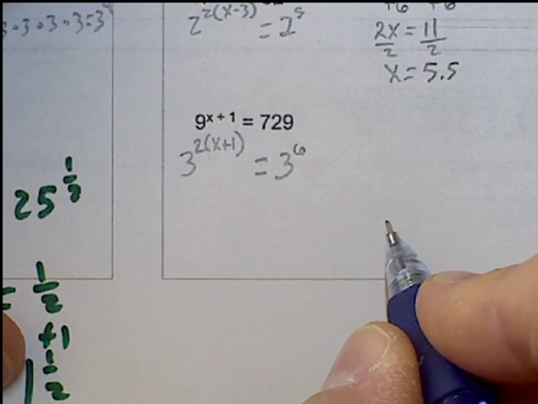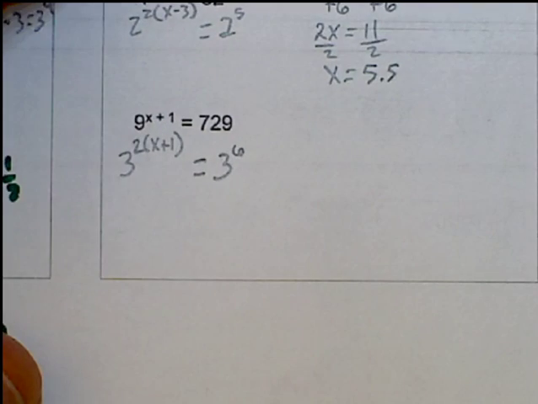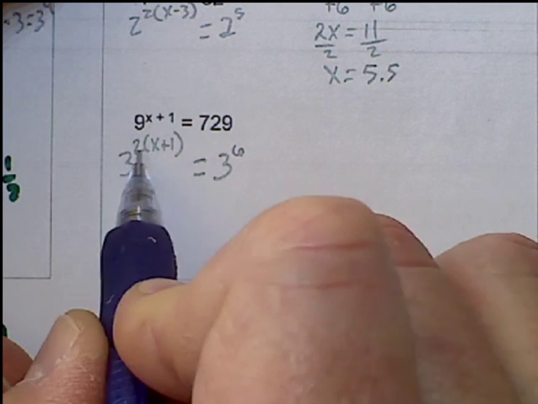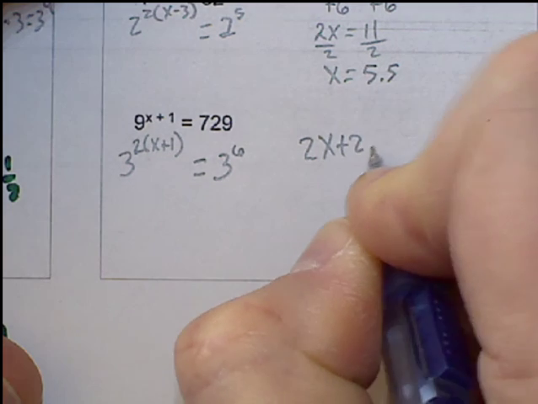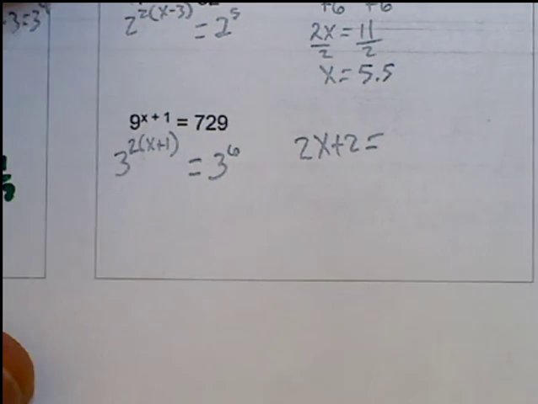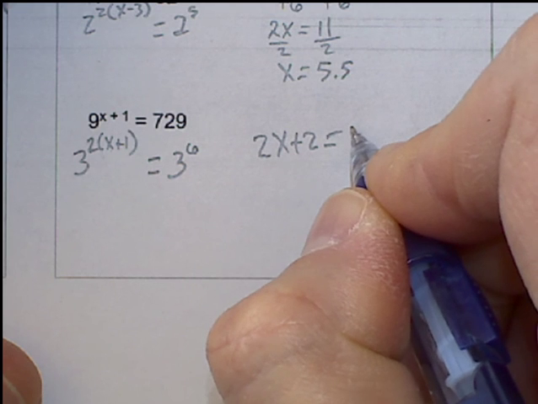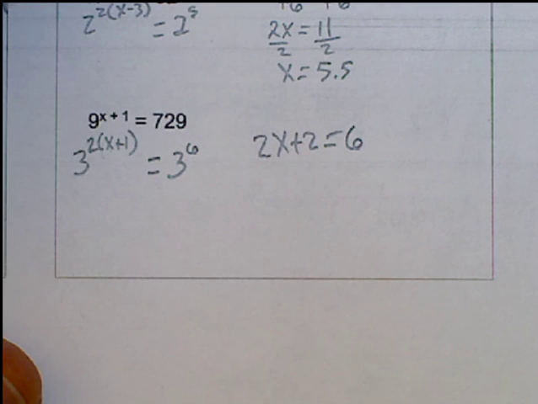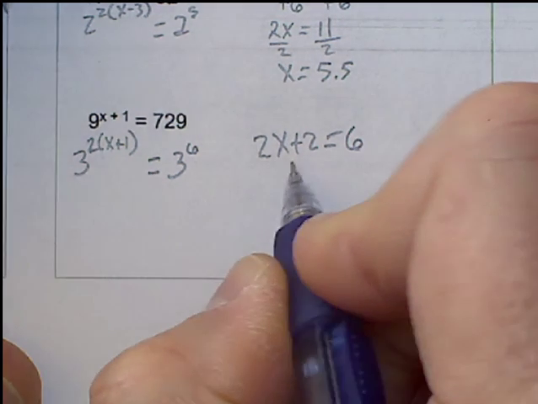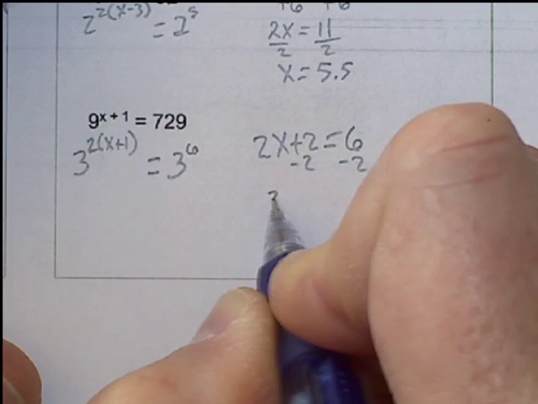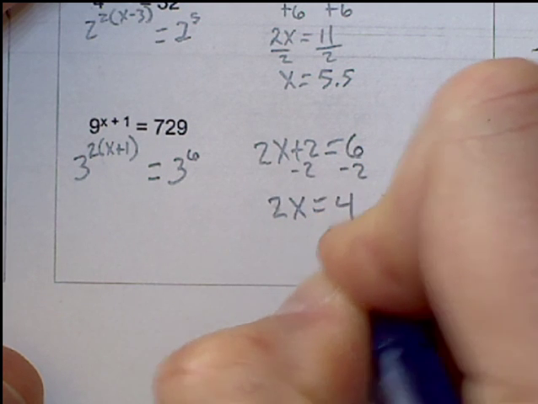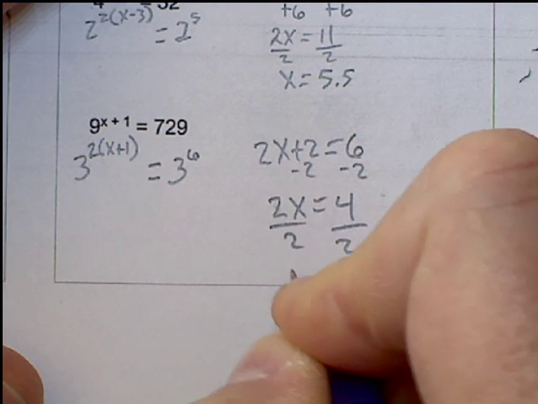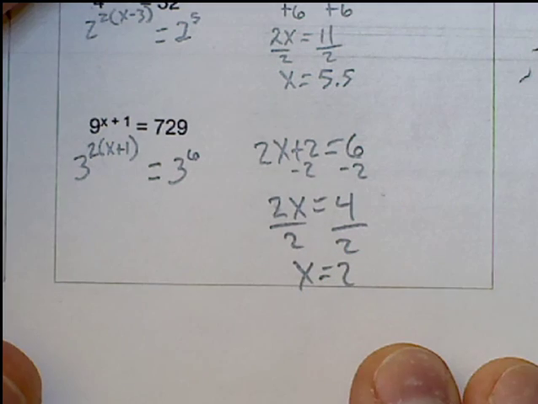So now what do I do? Do the exponent. So distribute this, so it's 2x plus 2 equals 6. Oops, where did I get a 3 from? You're solving for x. 2x equals 4, oh, yeah. x equals 2. All right.